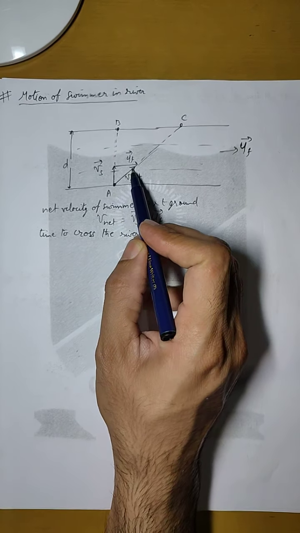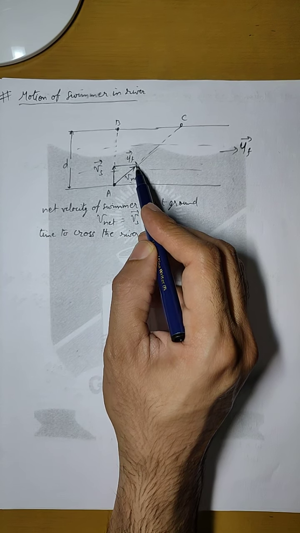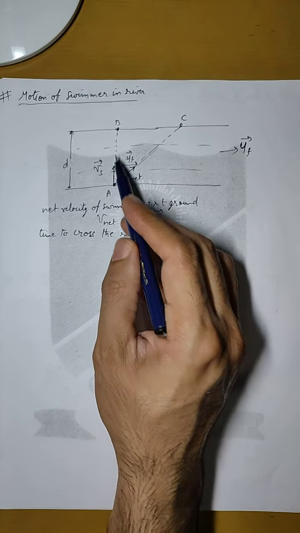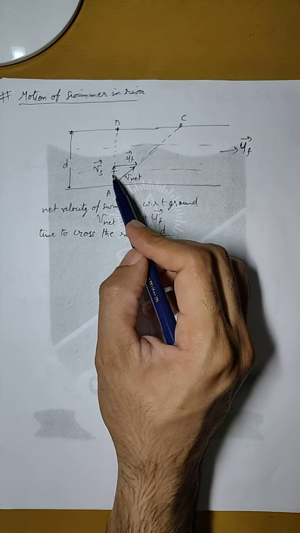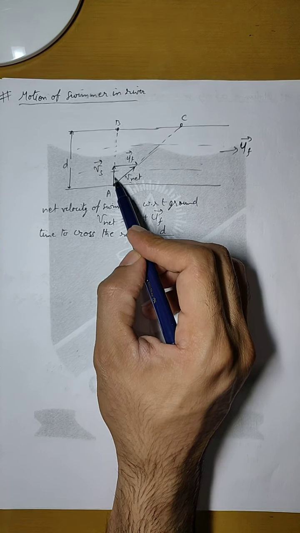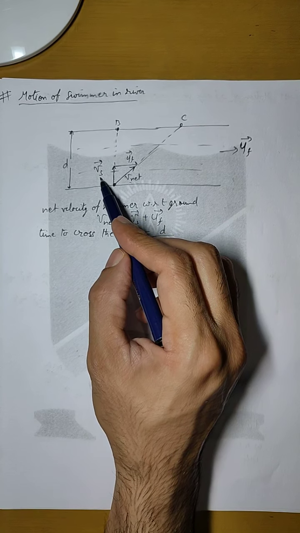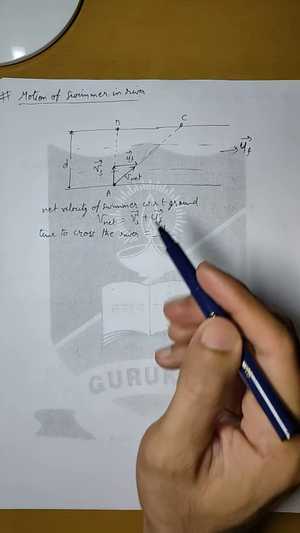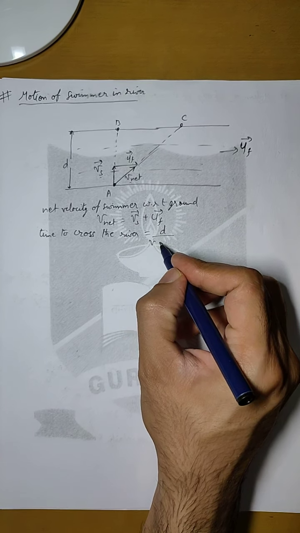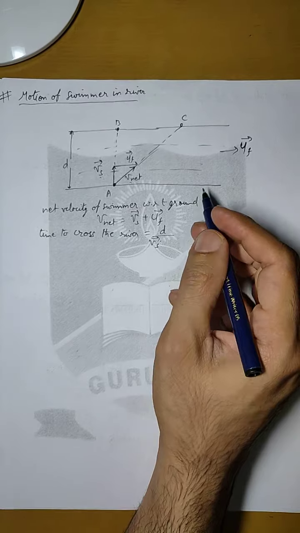If we talk about Vnet, then Vnet is also at an angle. Vnet is a combination of Vs and Uf, and we know that Uf is not contributing in crossing the river. So if from Vnet we remove Uf, then what is left? The velocity of the swimmer. So to cross the river, the only velocity that contributes from the A direction to the B direction is the velocity of the swimmer. This is the only velocity in this direction which will help the swimmer cross the river. So the time to cross the river will be D upon Vs. This will be the time taken by the swimmer to cross the river.